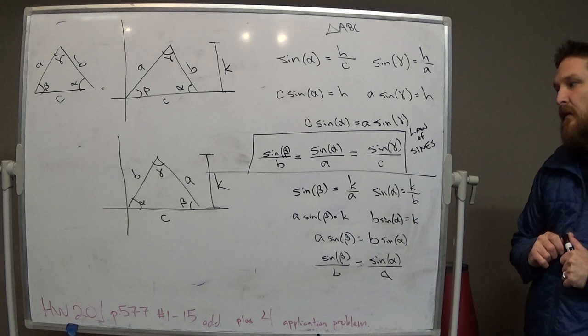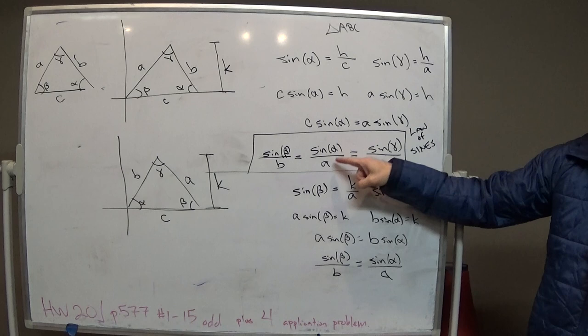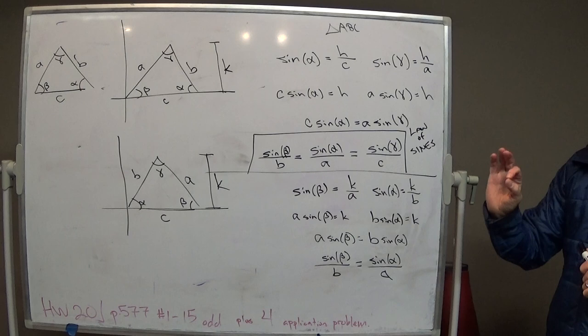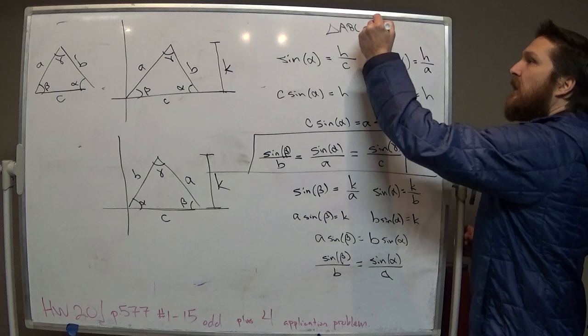Okay? That's why it's important that we have this convention, because now when you see that, you know that alpha matches with A, and it's the opposite one. Gamma matches with C, it's the opposite one. Beta matches with B, and it's the opposite one. Okay? The only caveat here is that triangle ABC must be oblique.